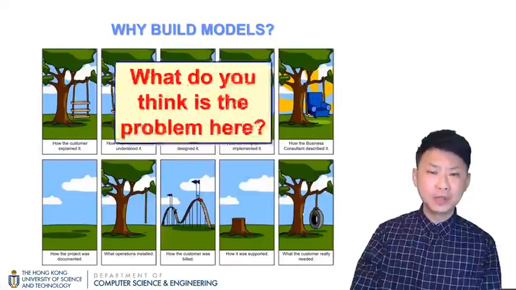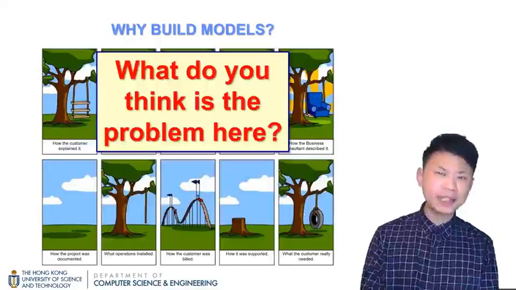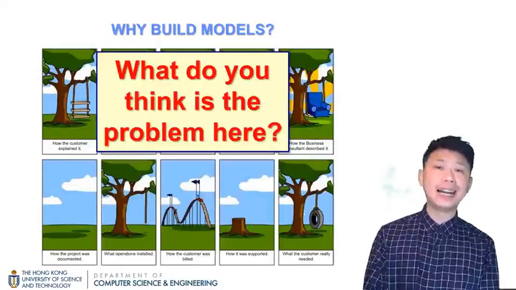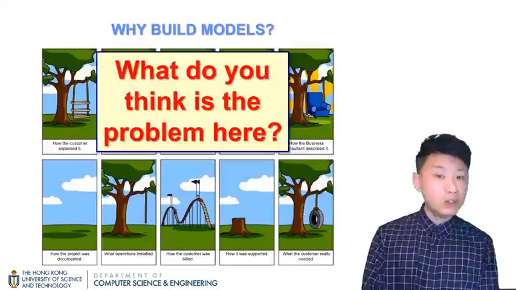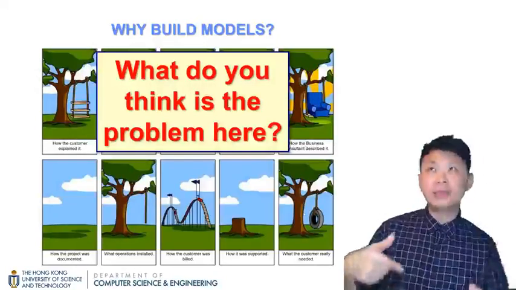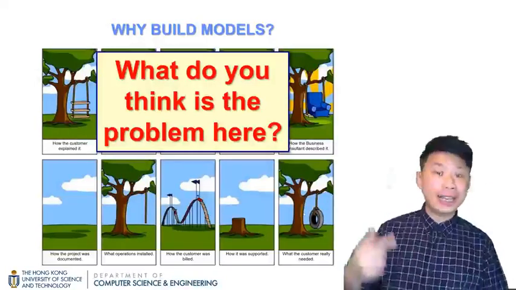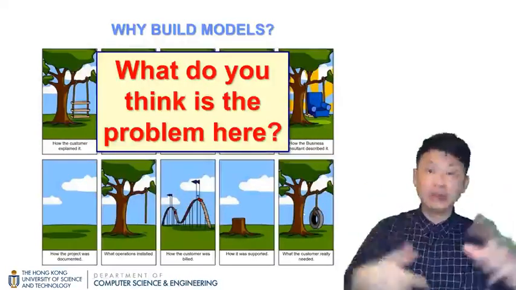So what's the problem here? The problem here is actually communication, just because different stakeholders may have different ideas in their mind. That's why at the very beginning of the project, we need to build a model so that we can communicate using the model, and make sure that all the stakeholders have the same idea in their mind by just taking a look at the model.